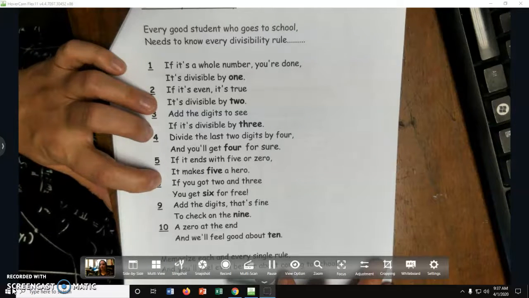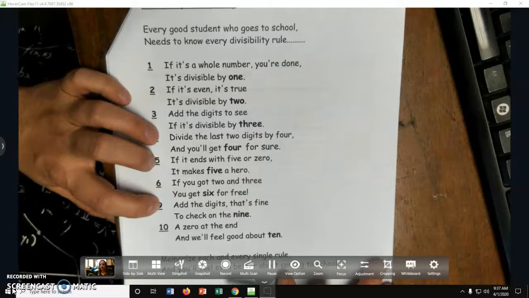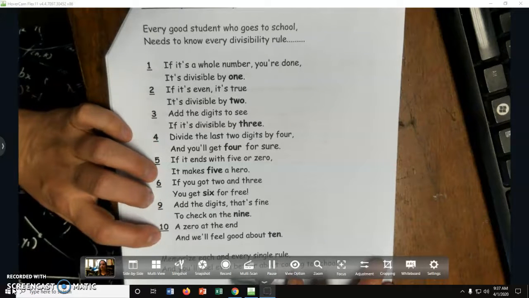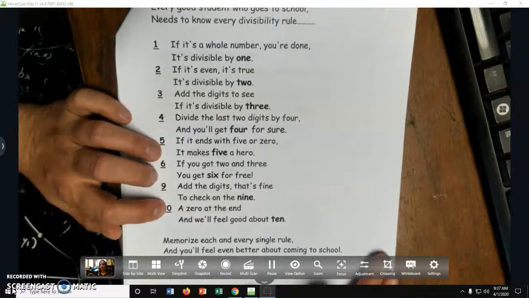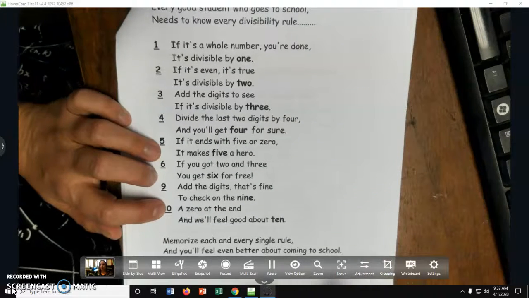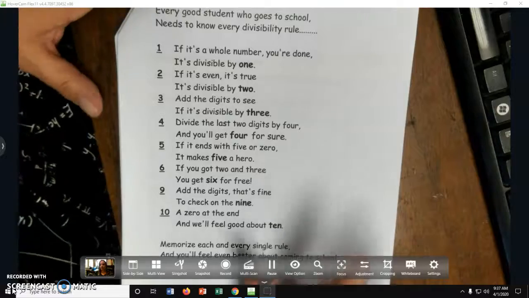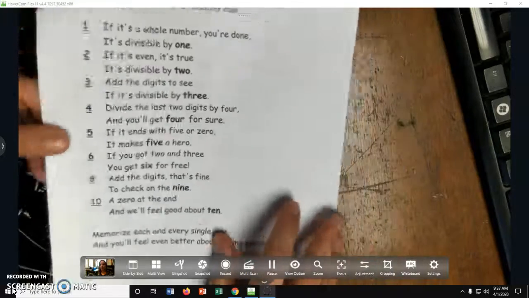If you got 2 and 3, you get 6 for free. Add the digits, that's fine, to check on the 9. A 0 at the end and we'll feel good about the 10. Memorize each and every rule and you'll feel even better about coming to school. I know it's a little cheesy, but I thought it was kind of cute.